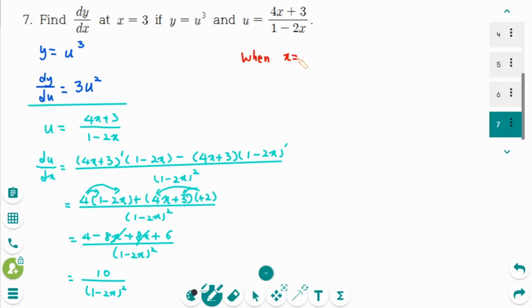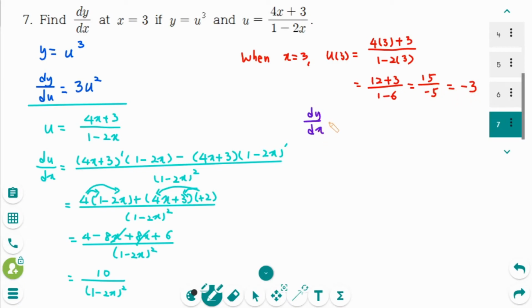When x equals 3, u equals 4 times 3 plus 3 over 1 minus 2 times 3. 12 plus 3 over 1 minus 6. 15 over minus 5, which is minus 3.